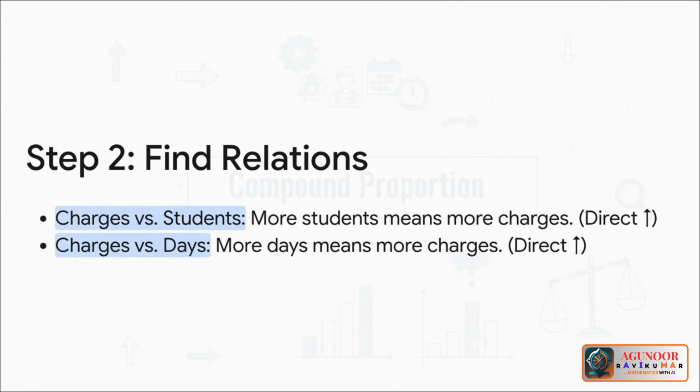Now for step 2, figuring out the relationships. We always compare our unknown quantity, in this case charges, to each of the others one by one. So first, let's look at charges versus students. Just ask yourself, if the number of days stayed the same, would more students cost more or less? Well, more, of course, so that's a direct proportion. Now let's do charges versus days. If the number of students stayed the same, would more days in the mess cost more or less? Again, it's more, so that's another direct proportion. Great.